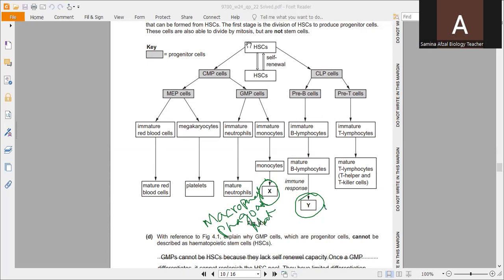And what is this Y? Y is mature B lymphocytes. So they will secrete the antibodies as an immune response. So what are these? They are antibodies.